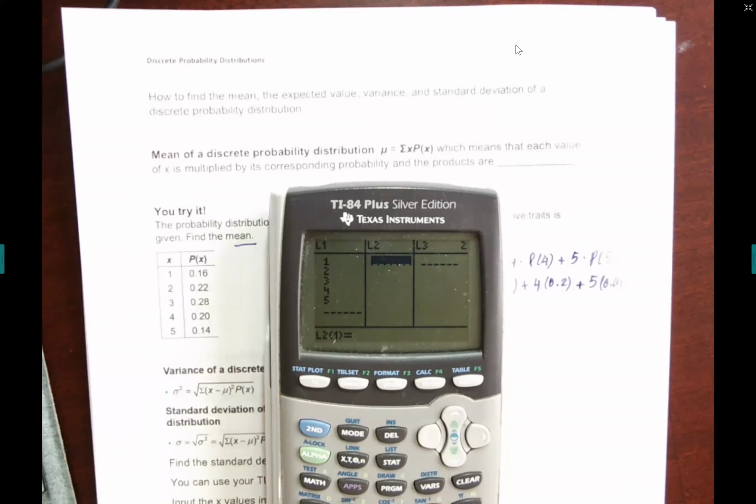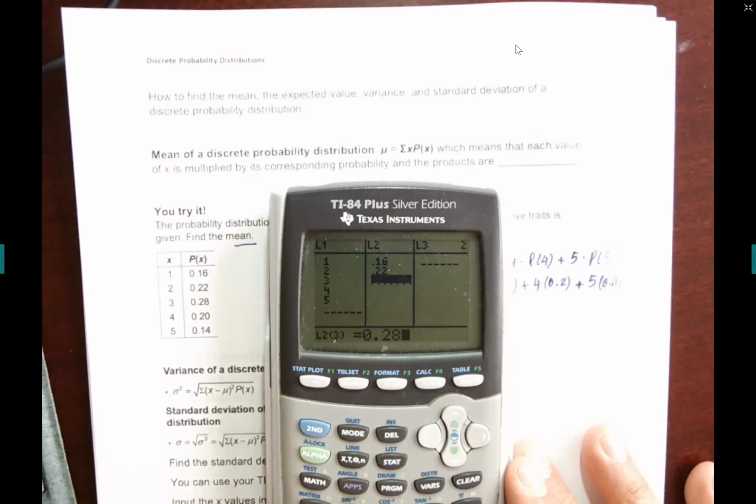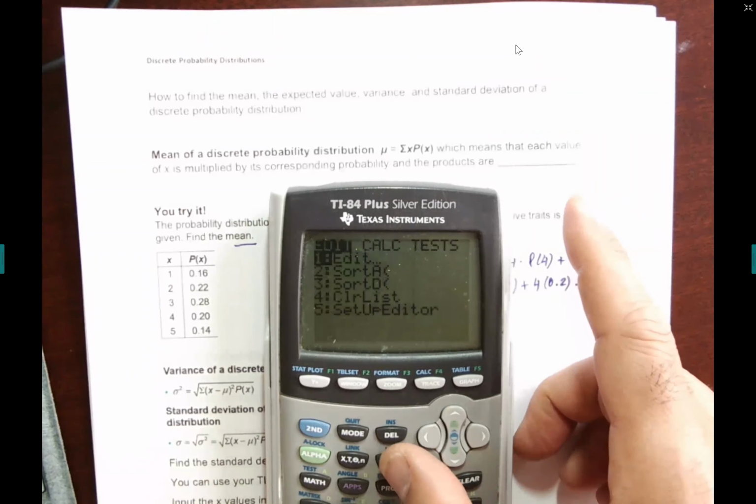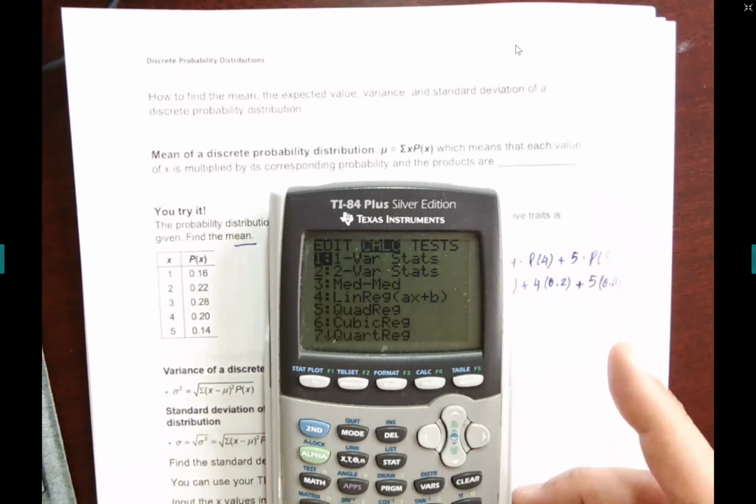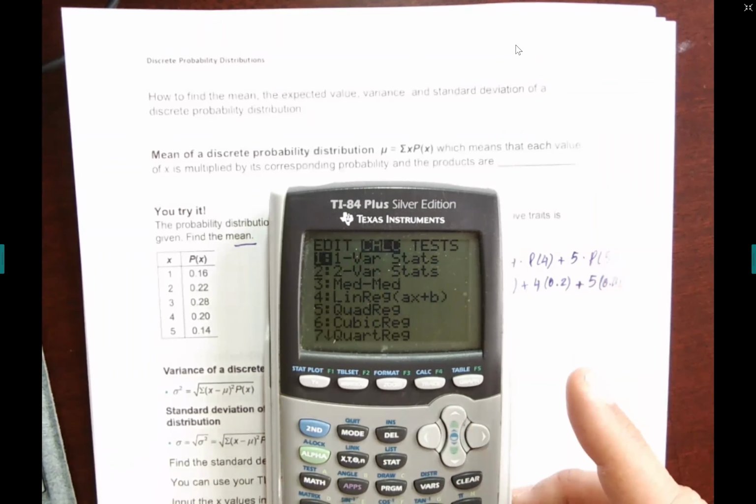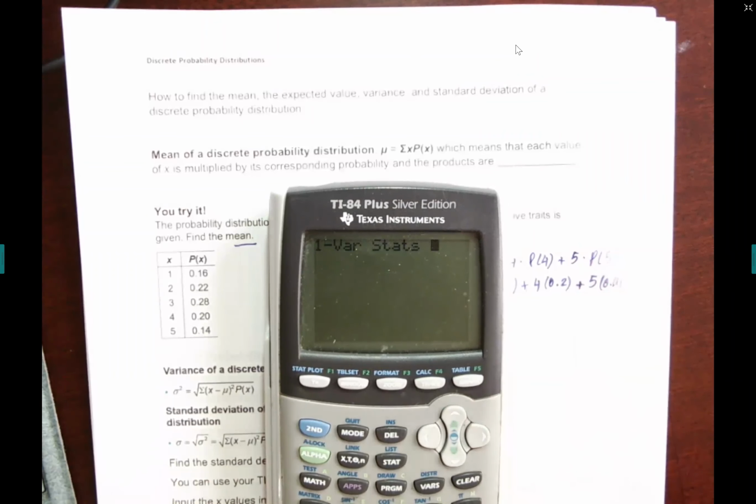So 0.16. Be careful as you enter the decimal. 0.22, 0.28, 0.20, 0.14. Okay, watch how we find the mean. You go to Stat, Calc, one variable statistic. If you have the newer calculator, it's going to give you a menu and it says the values in L1, and for frequency, the next one you have to put L2.